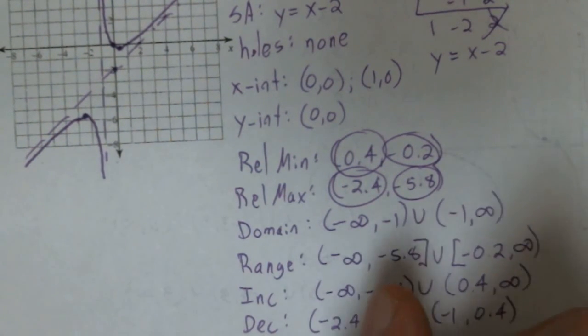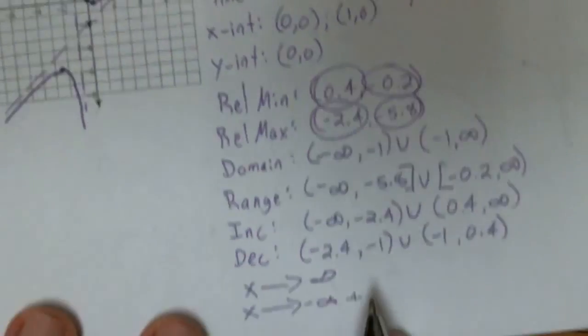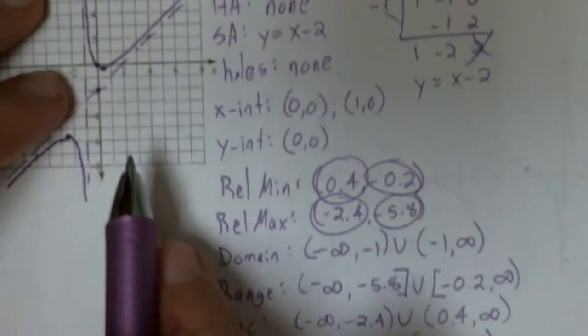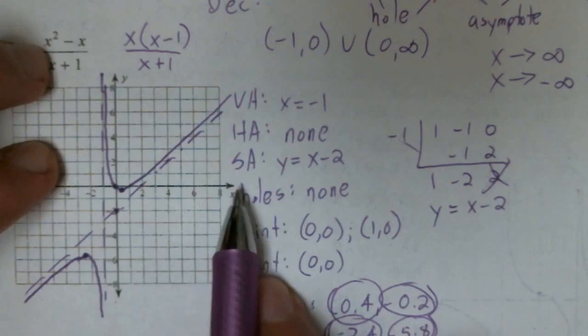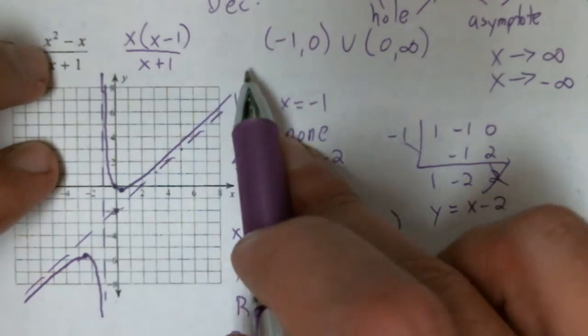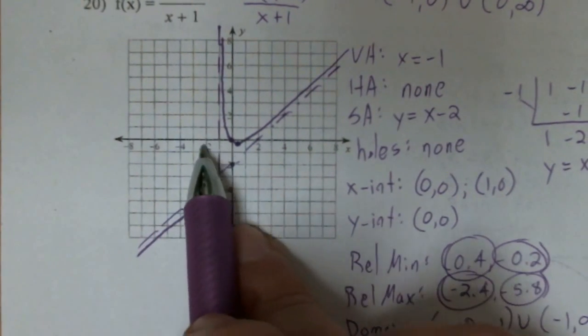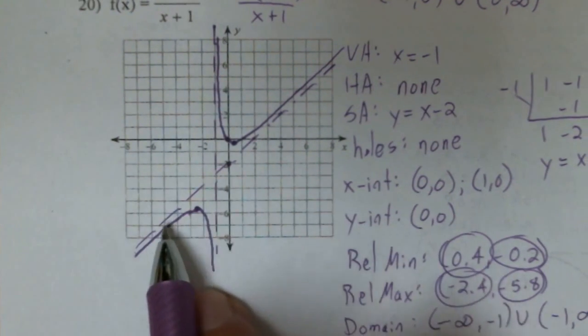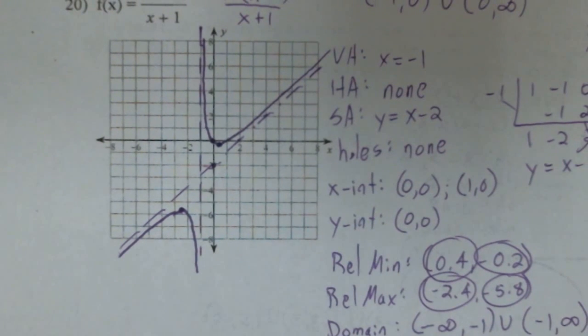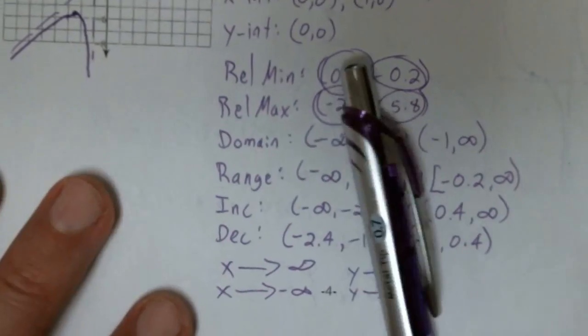Almost there, guys. Okay. End behaviors, as x goes to infinity, as these x values get bigger and bigger and bigger, these y values go on forever and ever. They're headed towards infinity. And as my x values get smaller and smaller, my y values are going down, down, down, down to negative infinity.